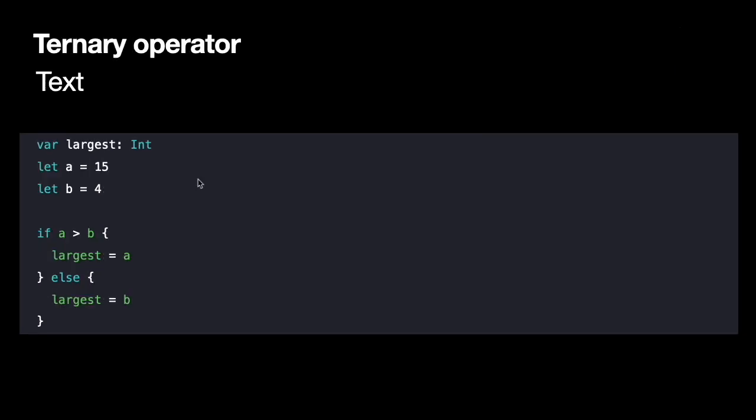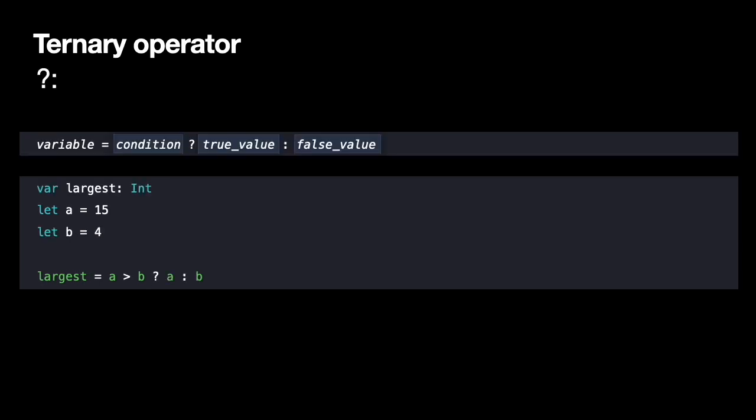A common use case for the if statement is to set a variable or a return value. In this case, we're testing a condition, and if the condition is true, then we're setting one value, and if the condition is false, then we're setting another value. Swift has a special operator for handling that. It's called the ternary operator. It's called that because it's the only operator that deals with 3 values.